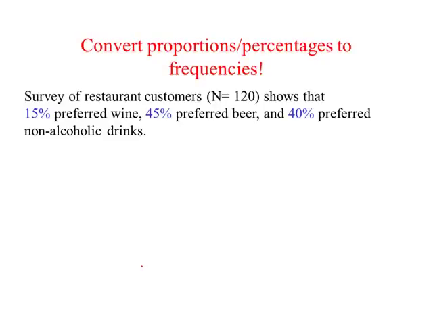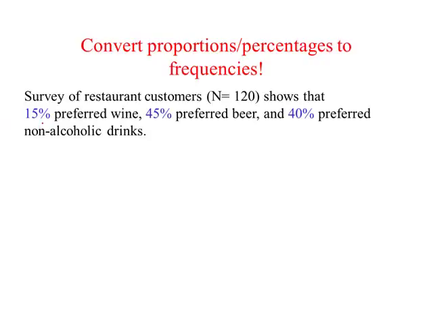An important thing for doing a chi-square test is that we have to start with frequencies for our calculation. So we have to start with actual whole numbers or counts of numbers. If you're given percentages or proportions instead, then you just have one extra step to do at the beginning, which is convert that to frequencies. So if we were told that of 120 restaurant customers, 15% preferred wine, 45% preferred beer, and 40% preferred non-alcoholic drinks, we can't actually do our chi-squared using percentages.